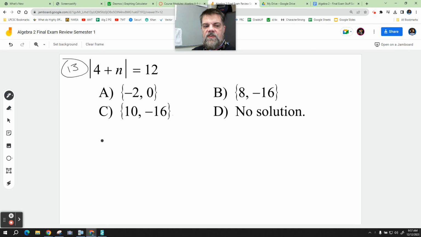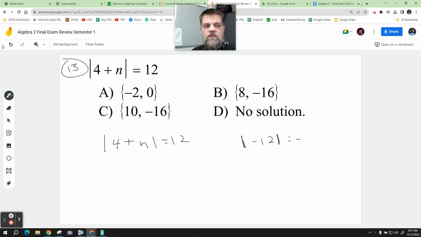Remember, for the absolute value, there's two ways to solve this, and we can double check this by graphing it too. So let's solve this by hand, and then I'll show you how to double check it. So in order to get an absolute value of 12, there's only two solutions.